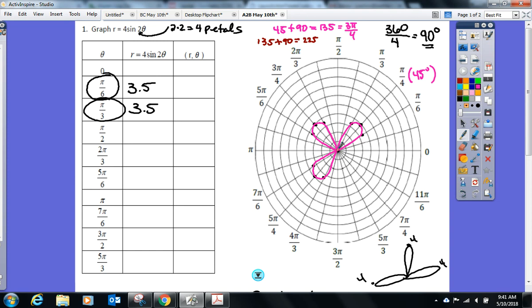Not too bad yet or no? Okay, and then where's my final petal? 225 plus another 90. So yep, it'll be at 7 pi over 4. Three and a half to the left and to the right.